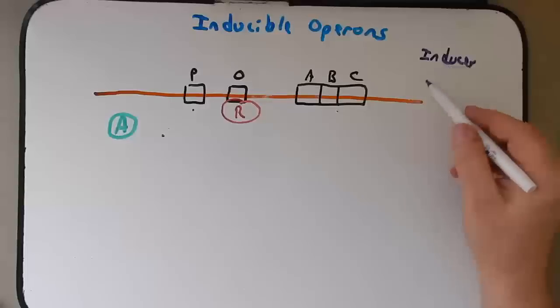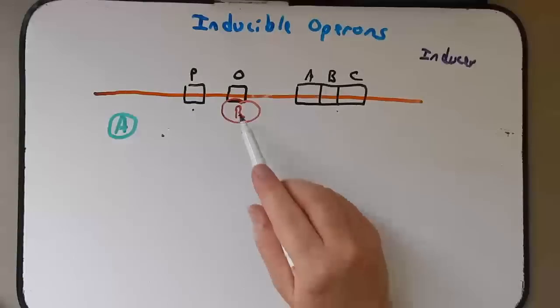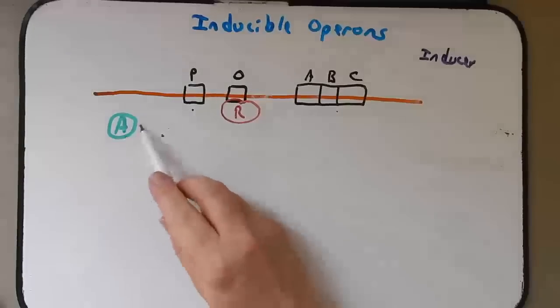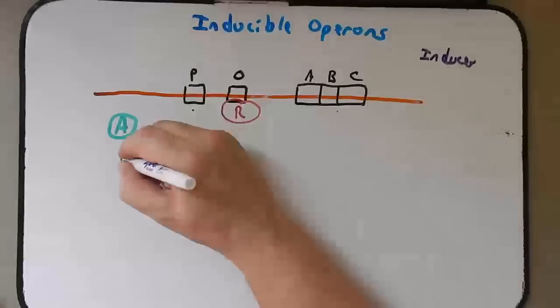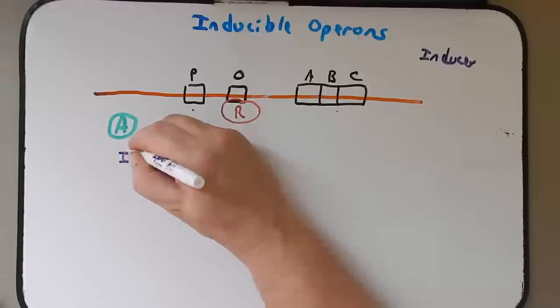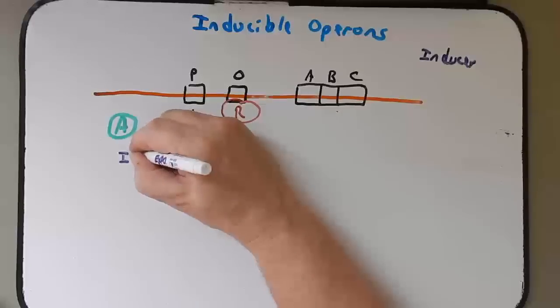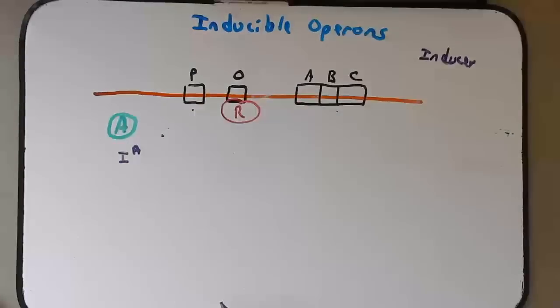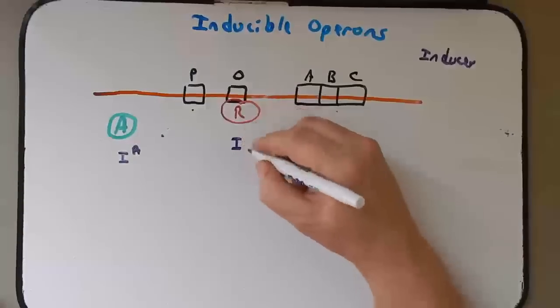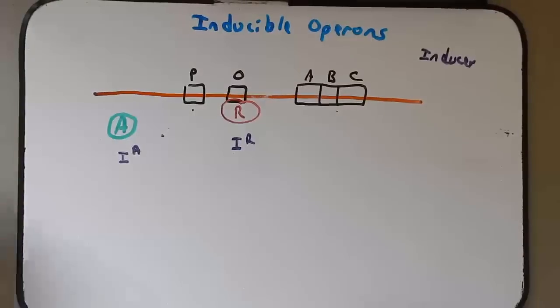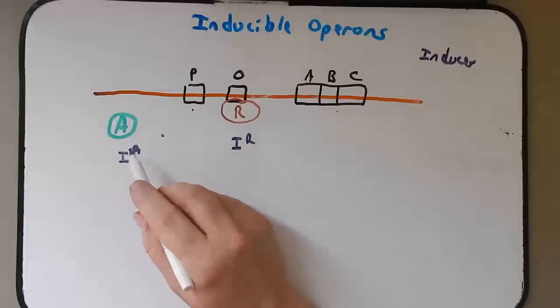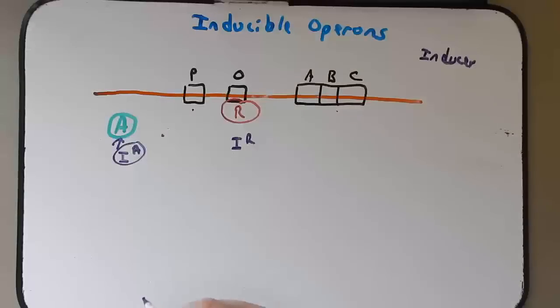Now typically, in an inducible operon, we want to remove the repressor and add the activator. And so we need an inducer to do that. And typically there will be different inducers. So I'm going to call this inducer A, because it's the one that's going to bind to the activator, or inducer R, because it's going to be the one that binds to the repressor. Now what happens is when inducer A is added to the system, it binds to the activator.